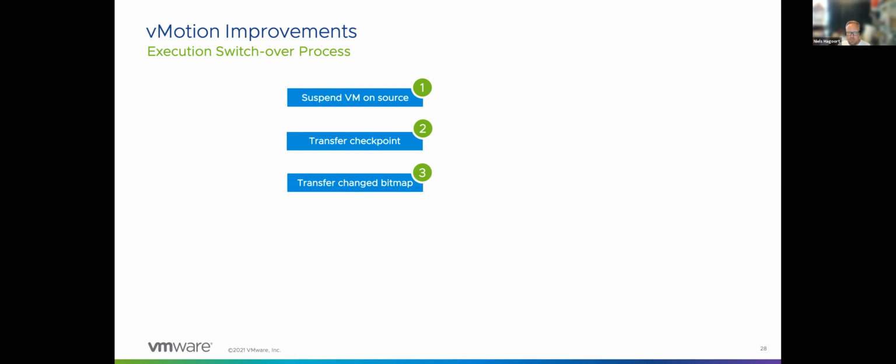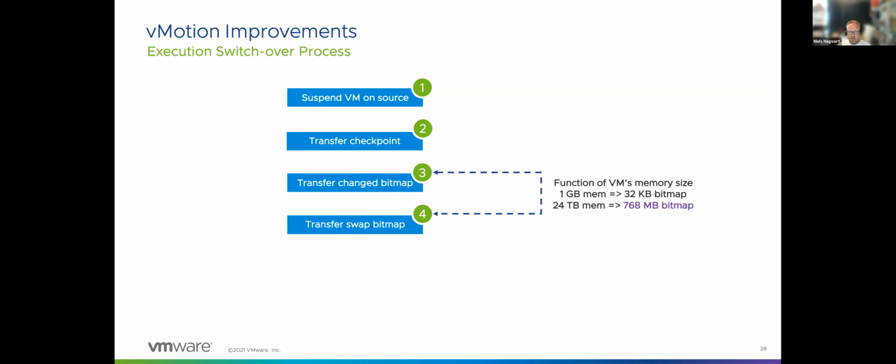Also, we transferred the changed bitmap. You can see the bitmap as a file containing all the information of the memory pages in use of that specific virtual machine. We need to send that over to the destination because the destination needs to know what memory pages we are talking about, right? If you overcommit memory, you might have a swap file as well. So we need to send over the swap bitmap as well.